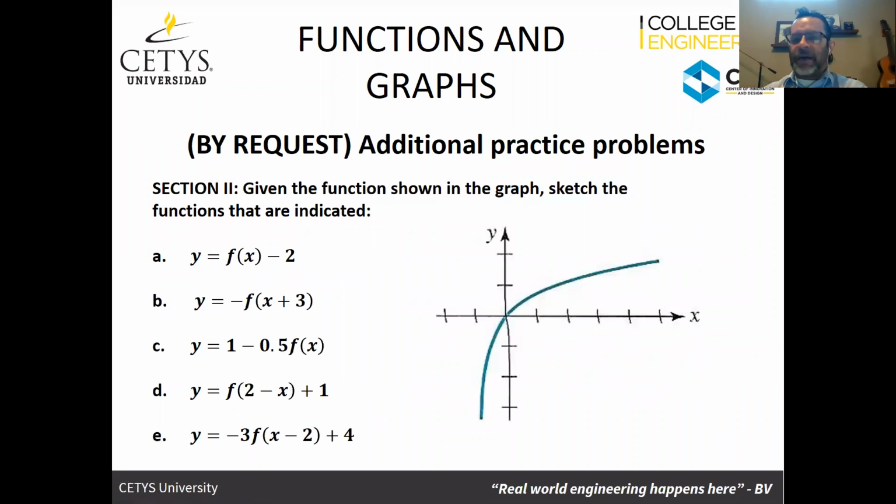Now we're given a graph, and the graph is the one that's shown here. This is the graph we're given.